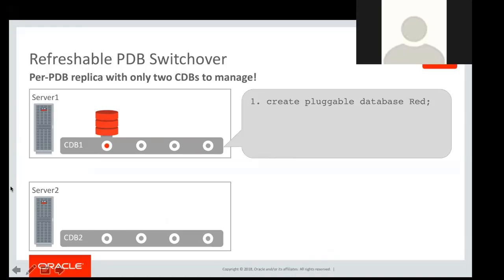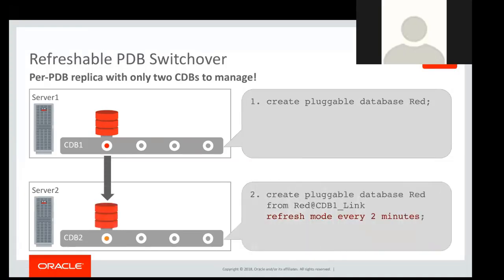Here you can see we have two servers. One contains CDB1, the other contains database CDB2. And as you see, I can create a refreshable PDB in CDB2 from CDB1 using this very easy SQL clause. This is like a refreshable clone from CDB1. Each time the refresh happens, in this case every 2 minutes, CDB2 gets the redo transported from CDB1 and recovers at this site so that they stay in sync.